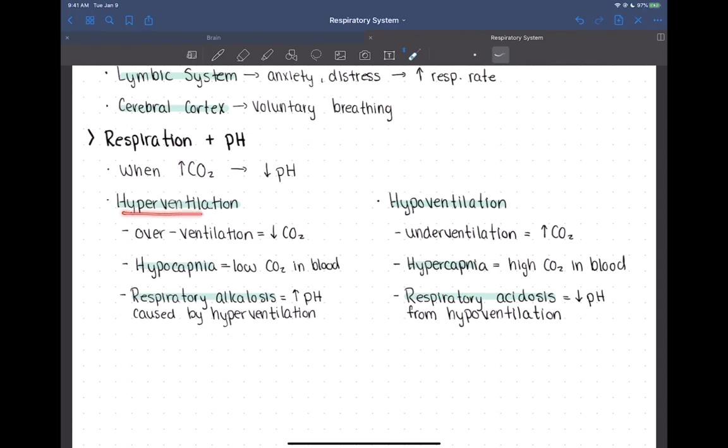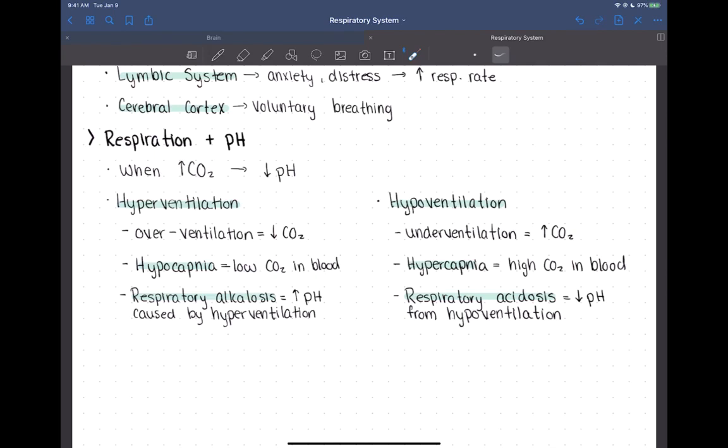Hyperventilation means that you're over-ventilating. You're breathing very fast and very deeply, and so you're getting rid of too much CO2. That is called hypocapnia, when your CO2 levels are too low. This would elevate pH, and we call that respiratory alkalosis, specifically respiratory because it's being caused by hyperventilation.